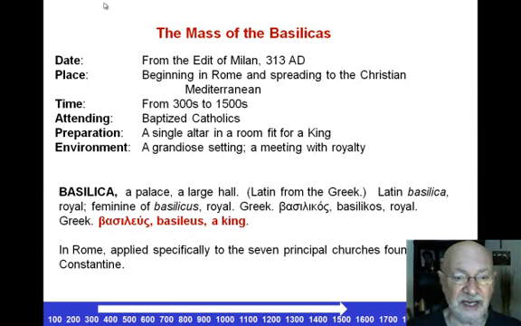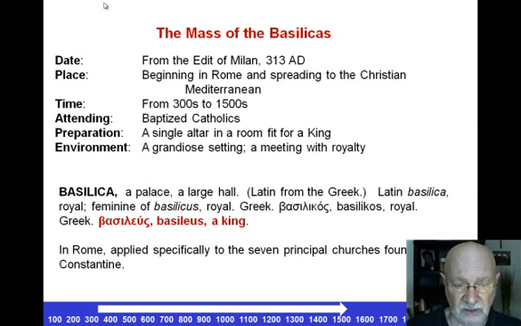The environment is grandiose. There's no better word for it. It's a place for a meeting with royalty. That's exactly what Constantine used the basilica for. It was his throne room. It was the place the ordinary people came to see the emperor.